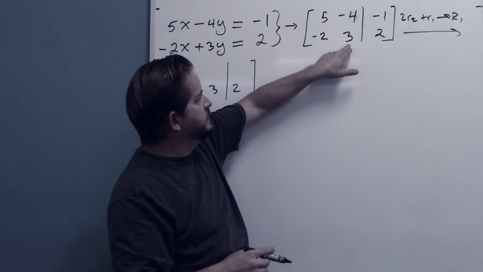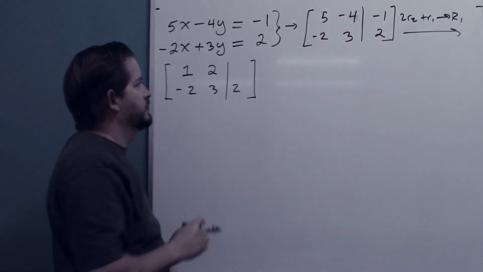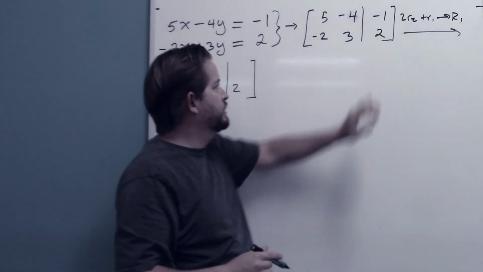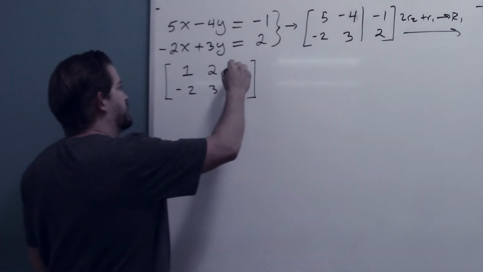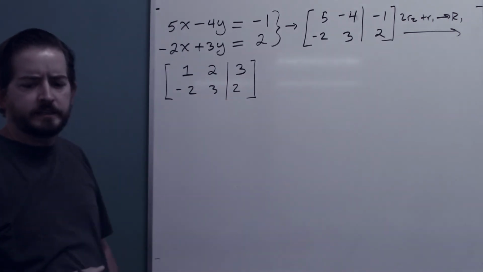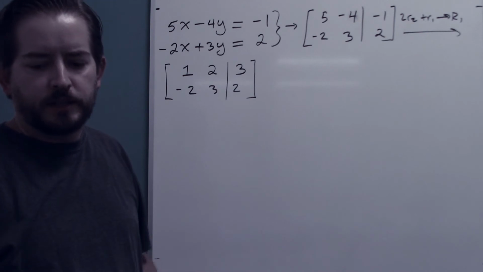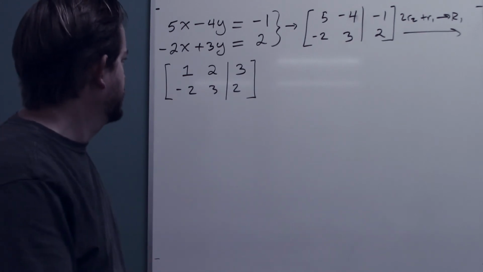2 times 3 is 6, plus negative 4 is 2. 2 times 2 is 4, plus negative 1 is 3. Right? So not too bad. In fact, 1, 2, 3, there's an easy as 1, 2, 3 joke sitting there. I would say I'm not going to make it, but I just did, so too late.